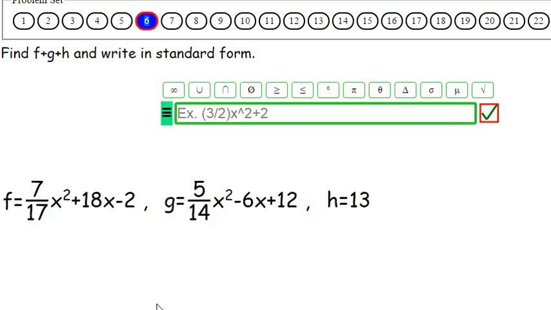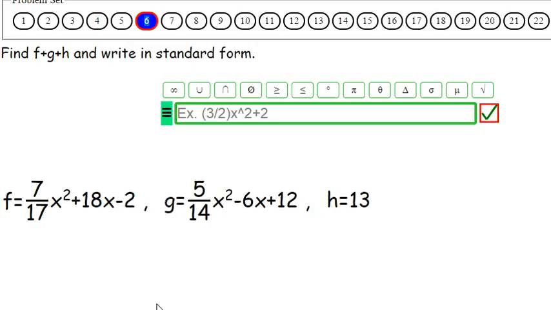Alright, so let's write this down. So they're asking us to find f plus g plus h. We got 7 over 17, so we're having to deal with fractions here. Plus 18x minus 2, and then g. G is equal to 5 over 14 x squared minus 6x plus 12, and then it looks like h is equal to 13.